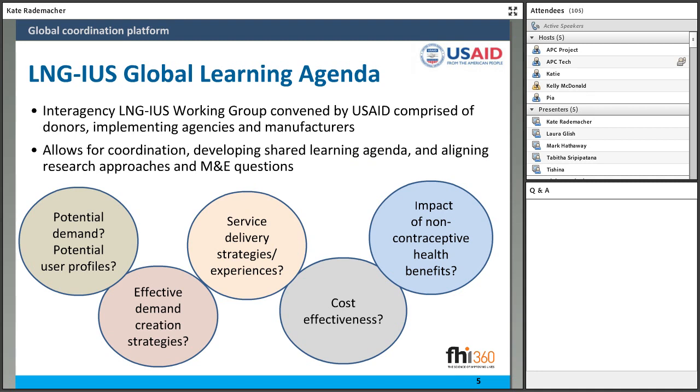Several years ago, USAID convened a new interagency LNG-IUS working group, which is composed of donors, implementing agencies, and manufacturers. This group has been a great platform and has allowed for coordination, developing a shared learning agenda, and aligning on research approaches and M&E questions. You can see in the circles on the slide some of the questions that are included in a global learning agenda that we've developed in collaboration. It includes questions about potential demand, what effective demand creation strategies for the LNG-IUS might be, whether there are specific service delivery strategies that are more effective than others, and how we can learn from the copper IUD experience, whether the LNG-IUS is cost-effective compared to other methods, including other LARCs, and what the impact is of the non-contraceptive health benefits, including how they're perceived by women and providers.